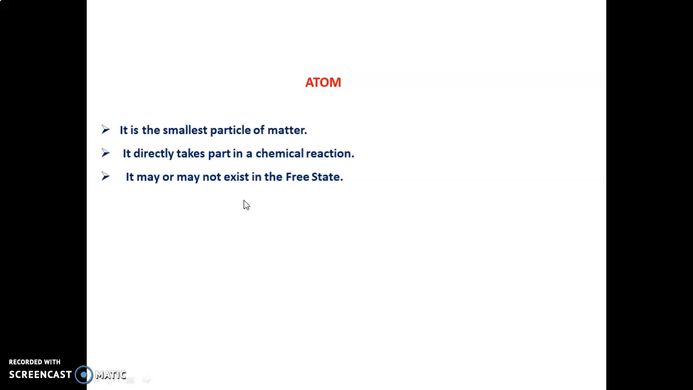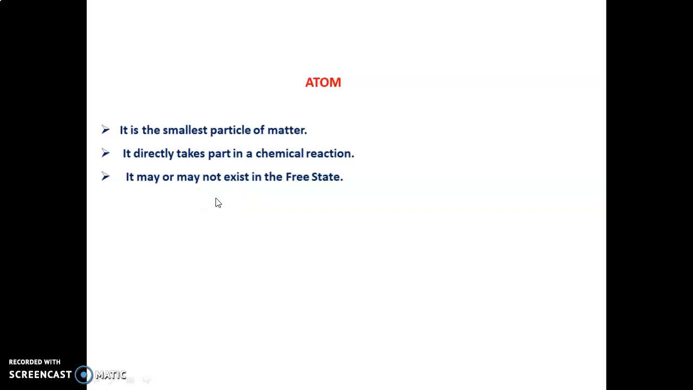They exist as atoms, not as molecules. That is, they can exist in the free state. Some atoms of the elements in the periodic table can exist in the free state. Noble gases are examples: helium, neon, argon, etc. They exist in the free state.